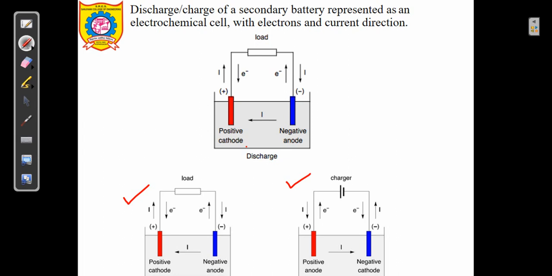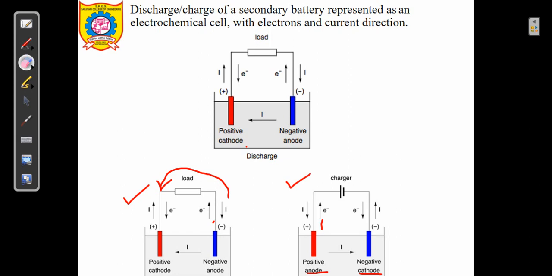In the discharging diagram, what happened? You can see the electron is moving from the load to the cathode. So here the positive is the cathode, the negative is the anode. During the charging cycle, you can see the electron moving from the positive, this red color electrode, to the negative electrode. So when the electron moves from the positive, the red color, to the negative electrode, it becomes the anode and the negative becomes the cathode. So this is a simple understanding of anode and cathode.